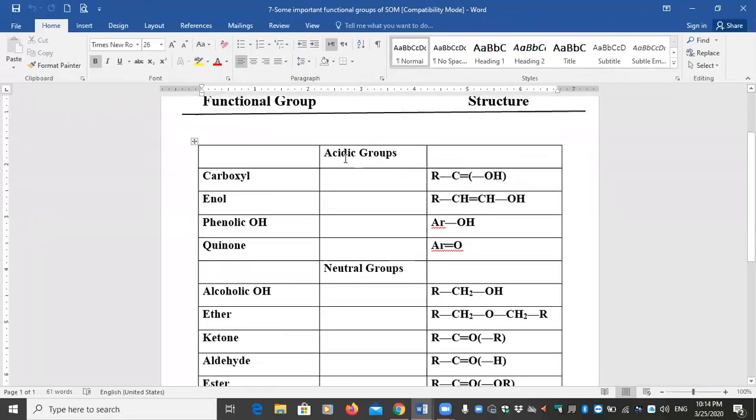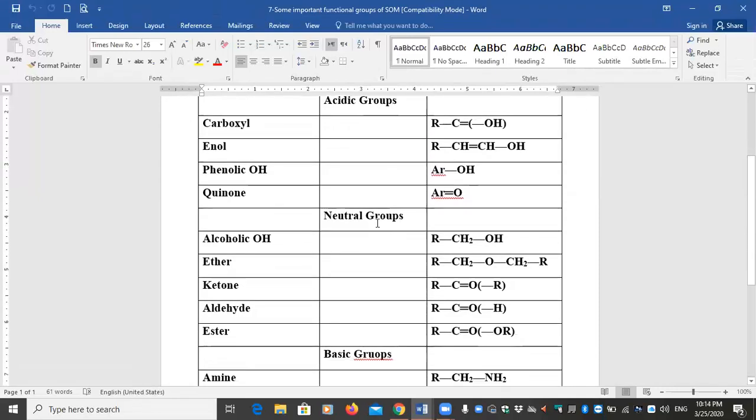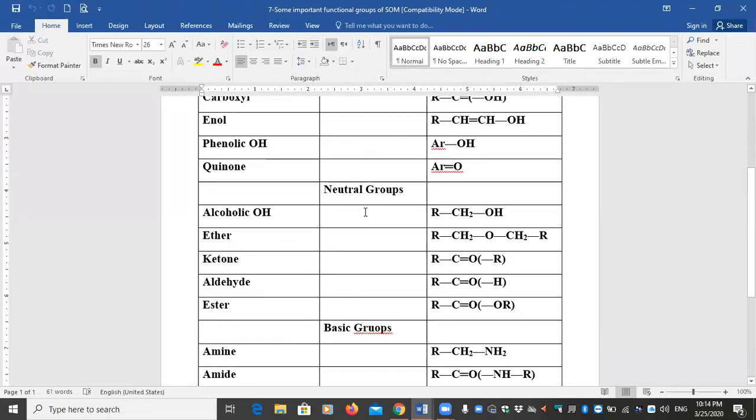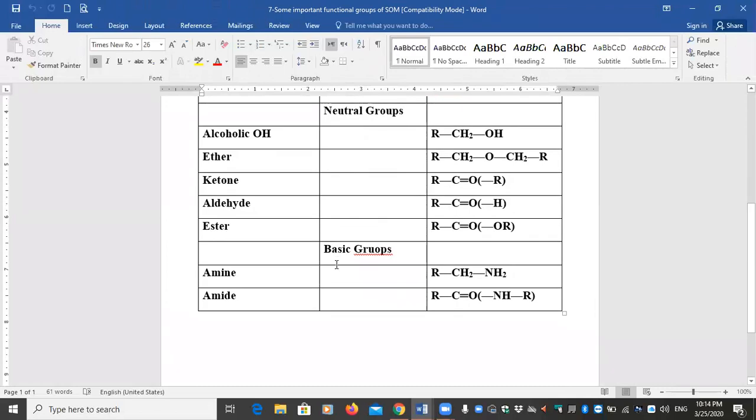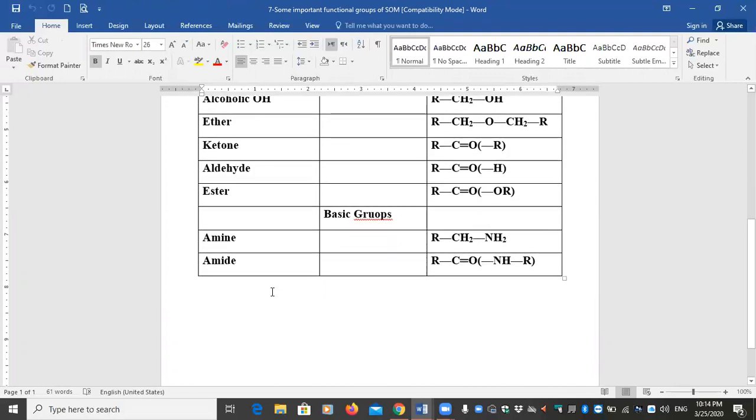So remember, we divide them also into acidic. These tend to be acidic, to give hydrogen, to give protons. Neutral, that neither give nor take hydrogen easily. And then the basic groups, the basic groups that produce OH. Most of the time, when you hear basic, they are the amine related, related to nitrogen. So we have amine and amide and some others.